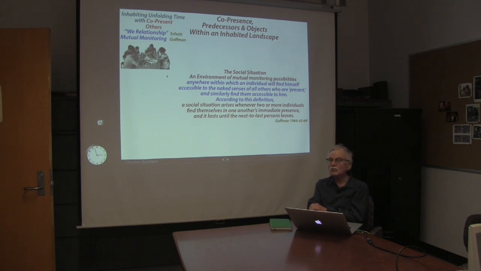And Goffman defined the social situation. I'm going to slightly critique it, but not much, because it's a brilliant definition of the social situation: an environment of mutual monitoring possibilities. Anywhere within which an individual finds himself accessible to the naked senses of all others who are present, and similarly finds them accessible to him. Now, the crucial thing about this, he isn't just saying, oh, social situation, got two people. He's talking about the way we're in the presence of others so that we can look, understand, and build action from that. You could make a critique about naked senses, Tara has, but I think it's a quite brilliant definition.